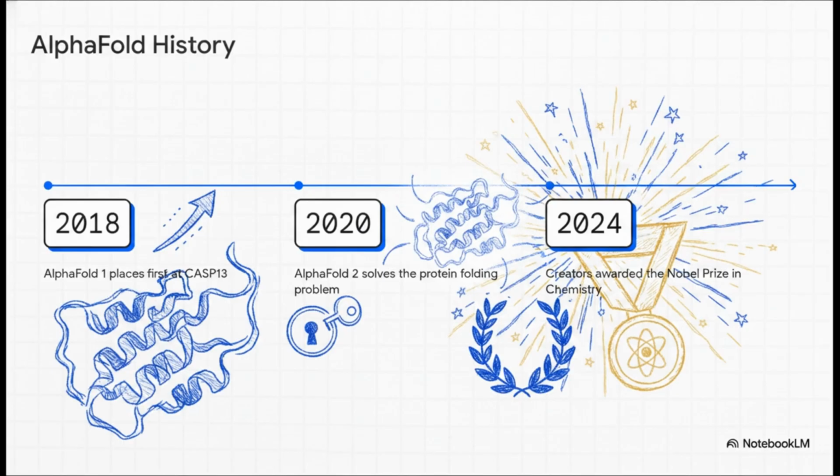In 2018, AlphaFold 1 shocks the world by placing first in a global structural prediction competition. Just 2 years later, AlphaFold 2 achieved atomic accuracy, officially solving the 50-year problem. And by 2024, creators Demis Hassabis and John Jumper, alongside David Baker, were awarded the Nobel Prize in Chemistry.